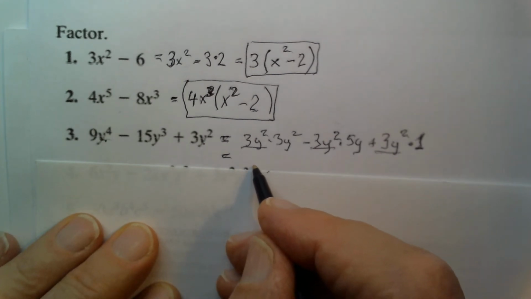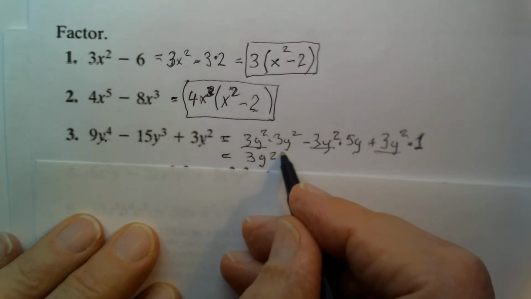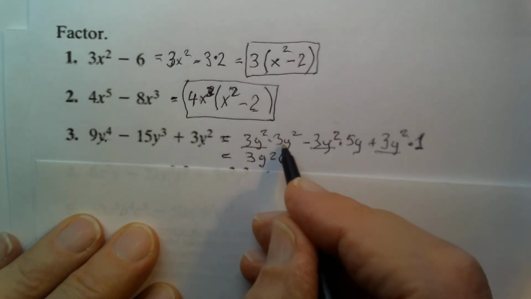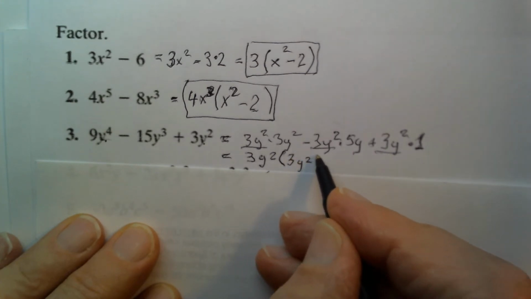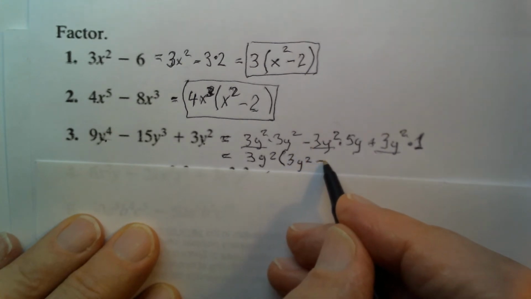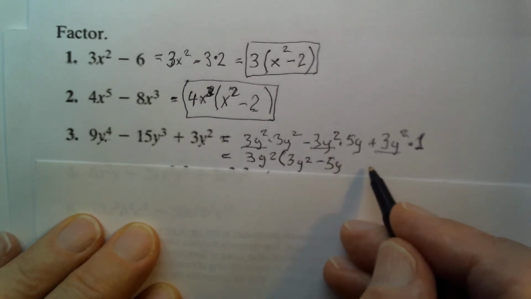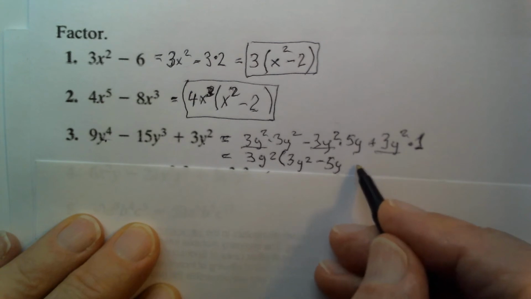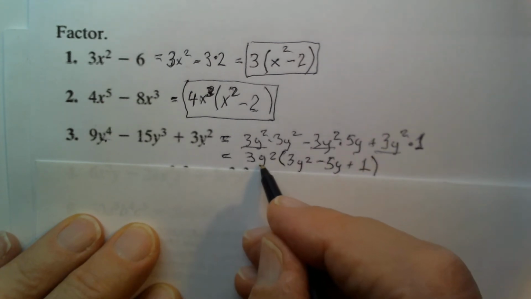So 3y squared times, parentheses, 3y squared minus 5y. Remember, we're taking the 3y squared out. And here we only have 1 left, plus 1, because the 3y squared is already in front here of the parentheses.